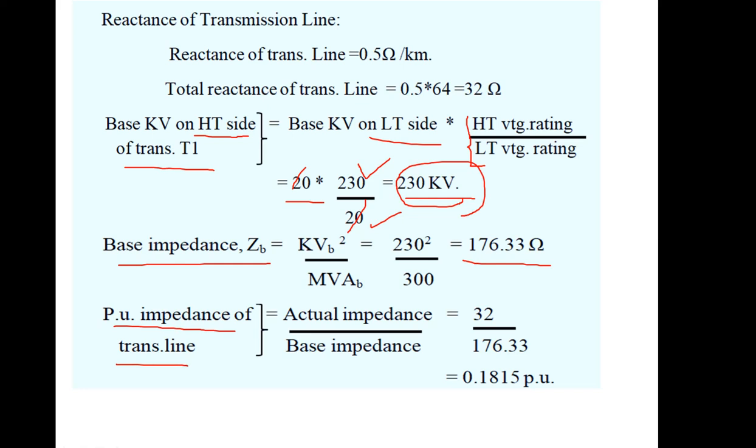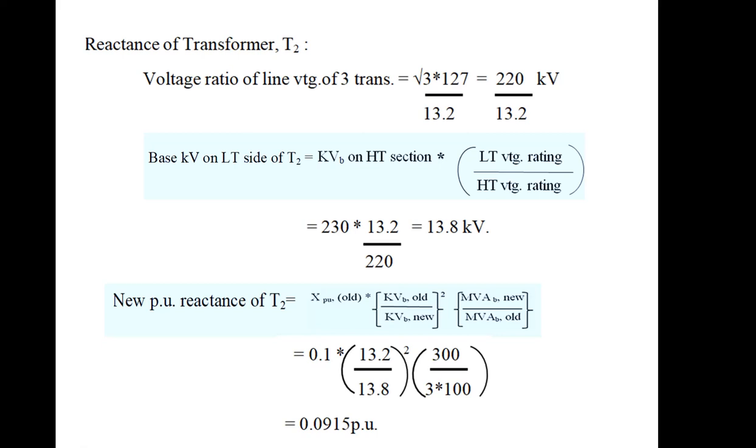At last we find the per unit impedance, always actual by base. The actual impedance is 32 ohms, the total reactance of the transmission line (0.5 per kilometer times 64 kilometers), and the base impedance is 176.33 ohms. The final answer for the transmission line per unit impedance is 0.1815 per unit.